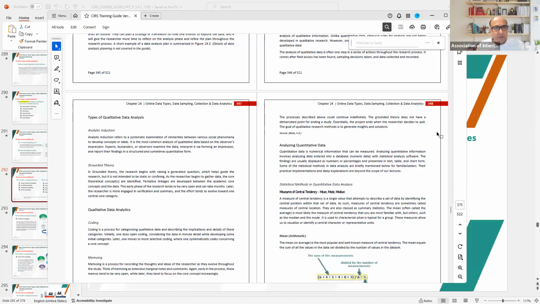So you can see my screen. I've got the book open. I've got the slides on one side. So let me just organize it a little bit better.